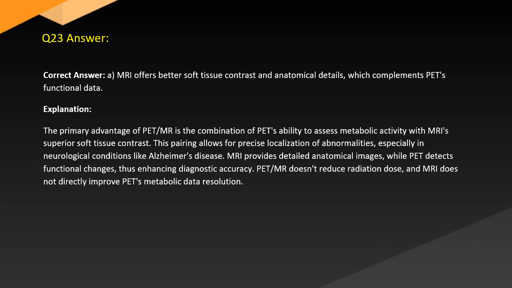Answer. Correct answer, A. MRI offers better soft tissue contrast and anatomical details, which complements PET's functional data. Explanation. The primary advantage of PET-MR is the combination of PET's ability to assess metabolic activity with MRI's superior soft tissue contrast. This pairing allows for precise localization of abnormalities, especially in neurological conditions like Alzheimer's disease. MRI provides detailed anatomical images, while PET detects functional changes, thus enhancing diagnostic accuracy. PET-MR doesn't reduce radiation dose, and MRI does not directly improve PET's metabolic data resolution.